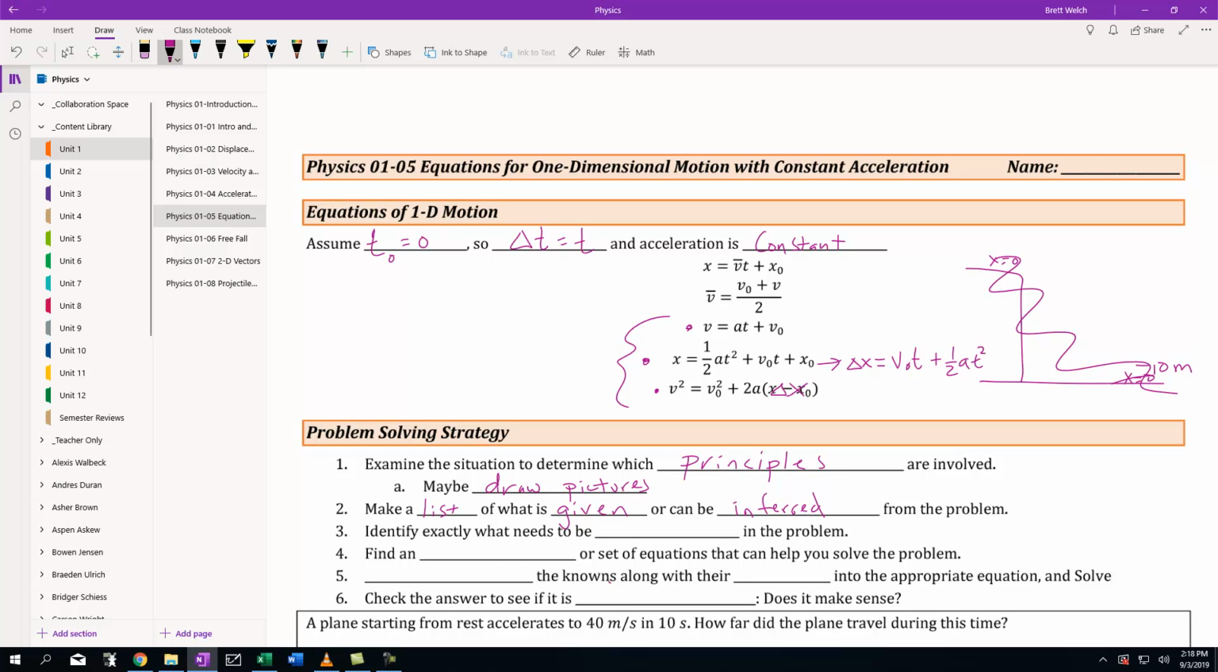So there's going to be information that's inferred just by the way the problem's written or what's stated in the problem. We want to identify exactly what needs to be found or solved for or gained. So I'm going to say found in the problem. We want to find an equation or a set of equations that's going to help us solve the problem, and then we're going to substitute the knowns along with their units. Now, I'm going to say you don't have to write the units in the equation every time, but you do need to check the units. Are they actually what you say they are? And then, of course, check your answer to see if it is reasonable.